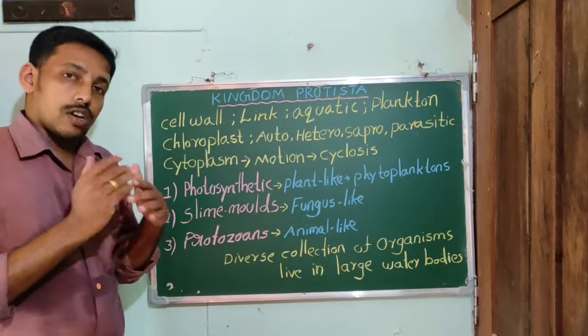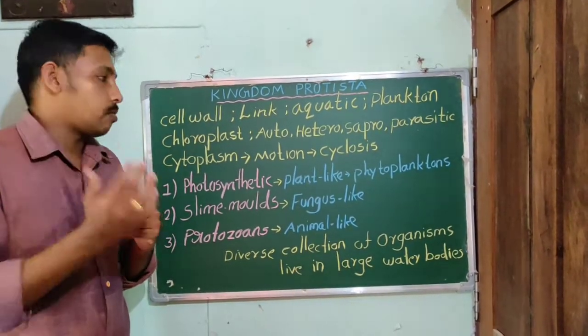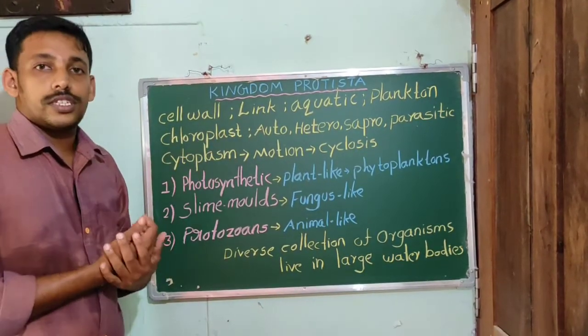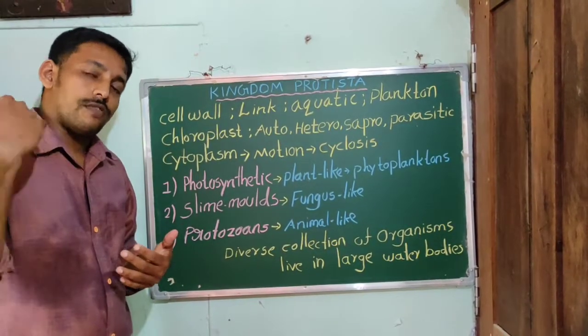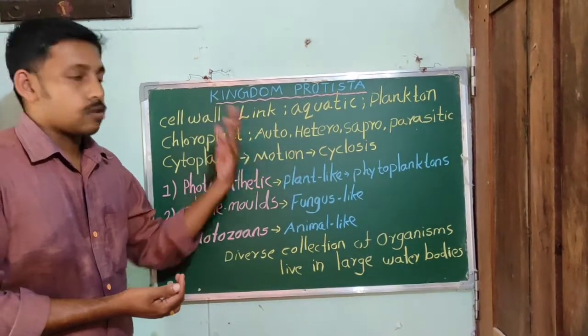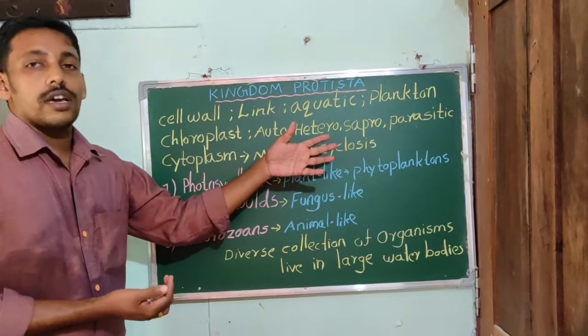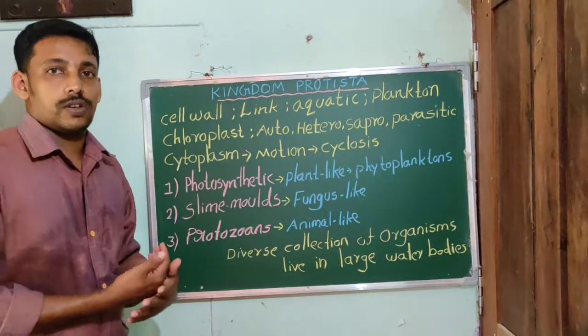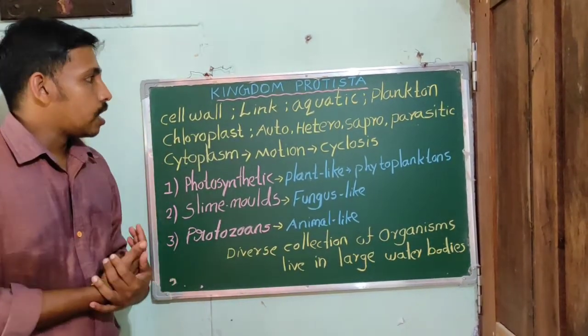Then some may have a chloroplast. And in the case of nutrition, they show different forms. Some are autotrophic, some are heterotrophic, then saprotrophic, and some are parasitic forms. So diverse forms of nutrition are found there.